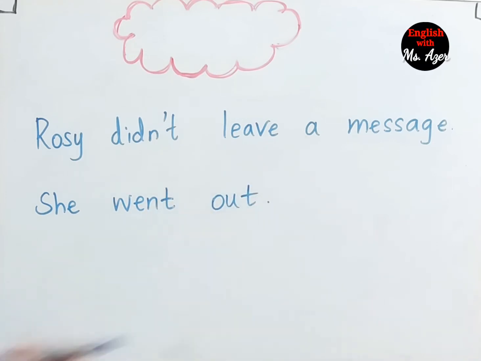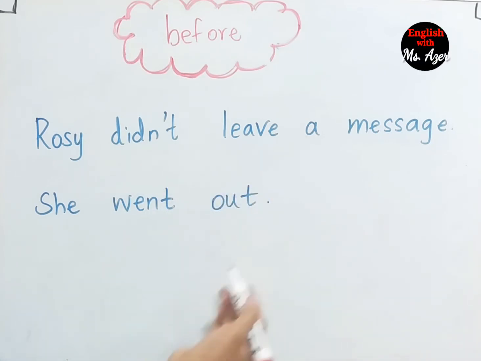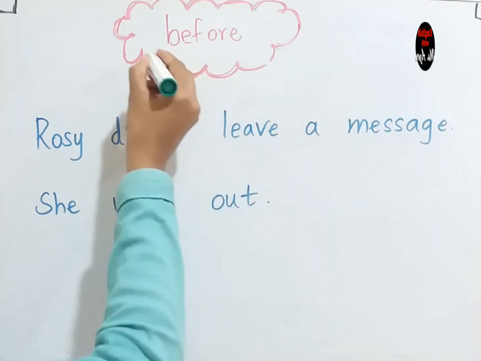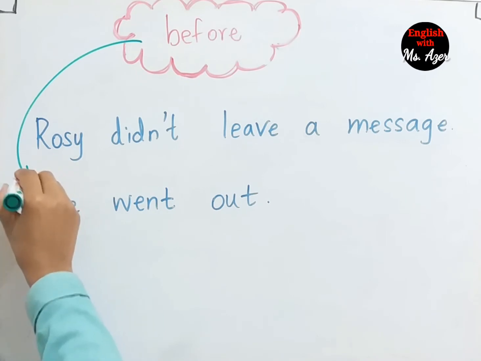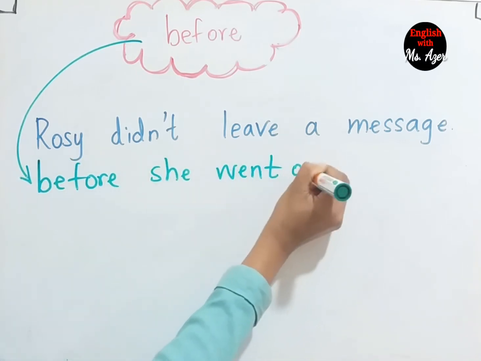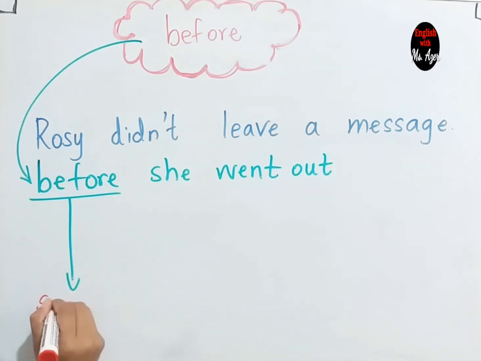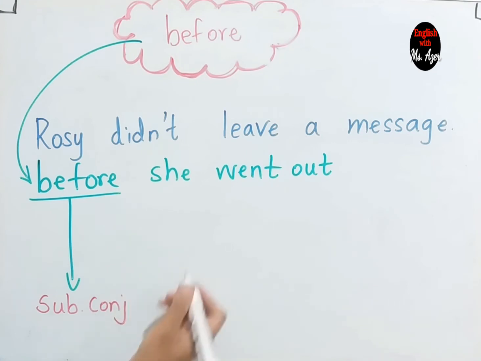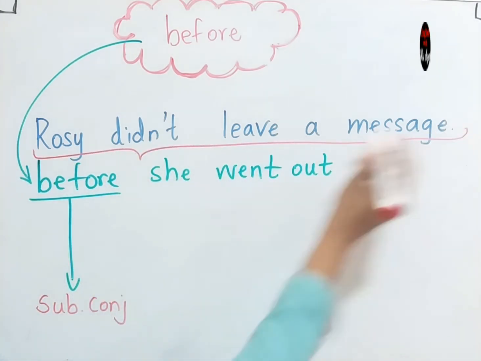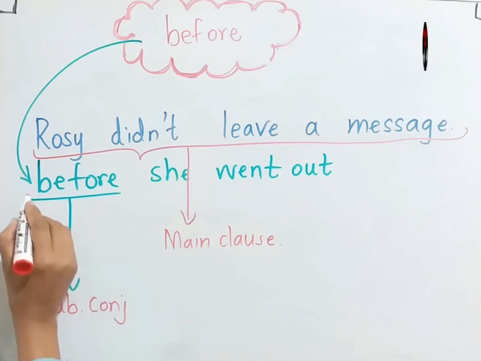Finally, let's focus on this situation. Rosie didn't leave a message, she went out. To give this idea, we may use the subordinating conjunction before and say, Rosie didn't leave a message before she went out. Here, before functions as the subordinating conjunction and makes the subordinate clause. And Rosie didn't leave a message remains as the main clause.